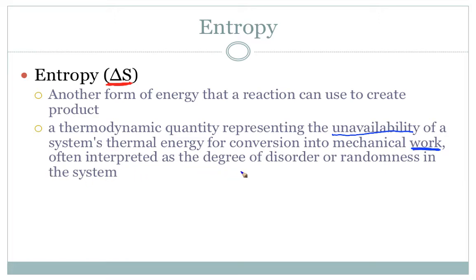Entropy is often interpreted as a degree of disorder or randomness in a system. This is actually not a great way of defining entropy. Disorder and randomness is kind of the result of systems that have high entropy, but not really what drives the force of entropy itself.